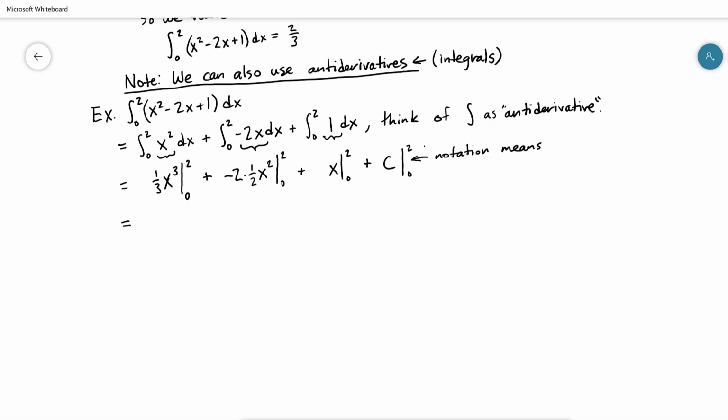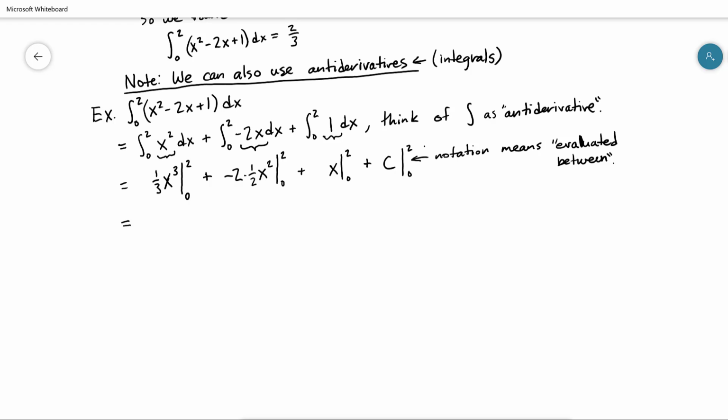means evaluated. Maybe a better way to phrase it is to say evaluated between those 2 points. So that's kind of what this notation means.